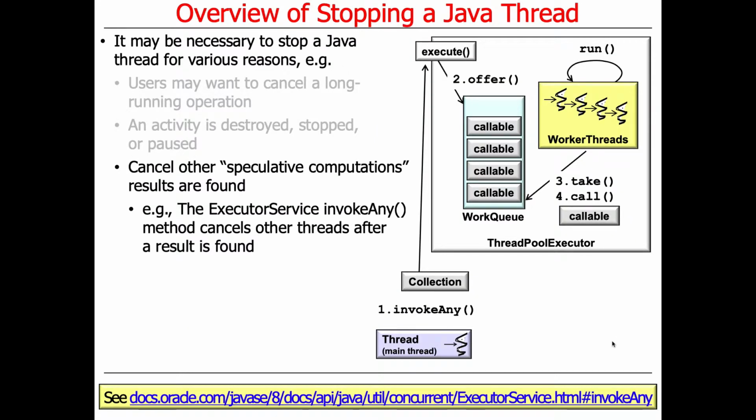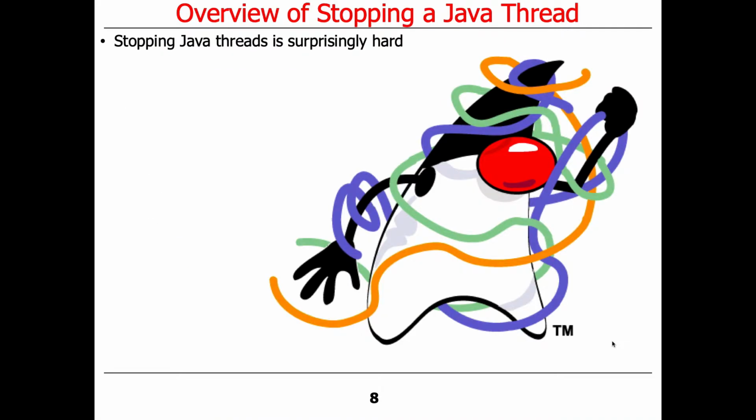Another thing is you might want to cancel other computations when you get the answer you want. If you recall the invoke any method that was part of the executor service, it would take a collection of callables, run them all concurrently, and then whichever one finished first, it would say, thank you for that answer. I'm going to cancel everybody else. And so in that particular case, that would be an example where you want to cancel the other threads because you've already found the answer that you need. OK, so those are reasons why you might want to cancel threads.